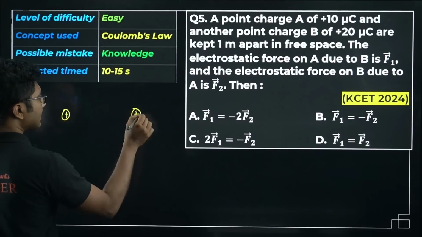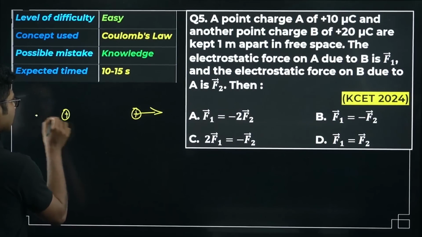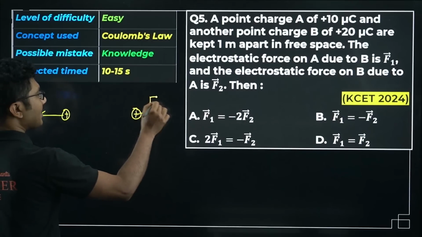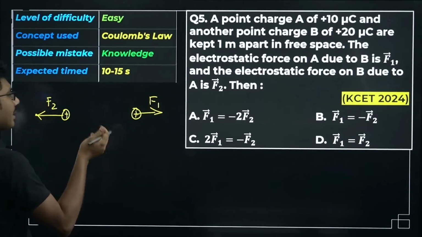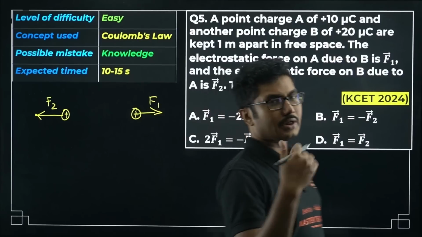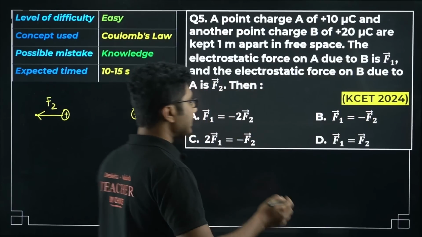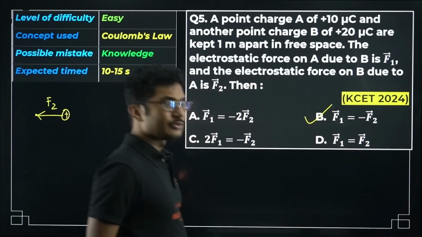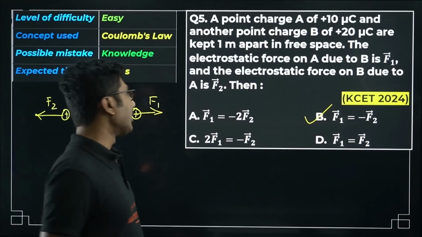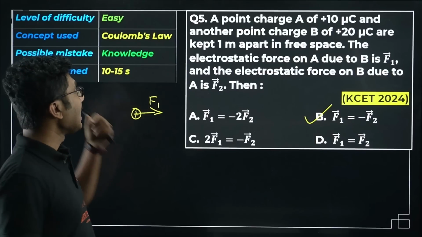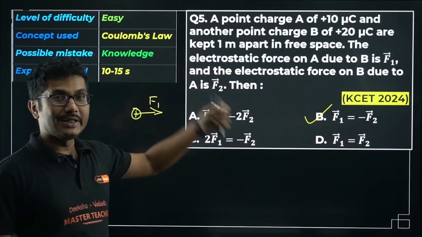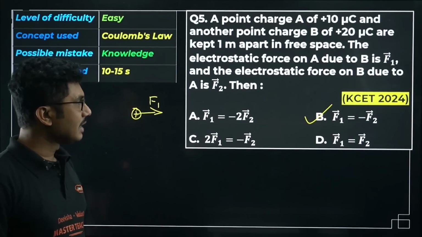Now if this charge is getting repelled, this charge is also getting repelled, so they are basically equal but in opposite direction according to the third law of Newton. So you can say this is F1 is equal to negative of F2. No doubt about it. 10 to 15 seconds you should take. As soon as you finish reading the question, you should be able to answer this question.